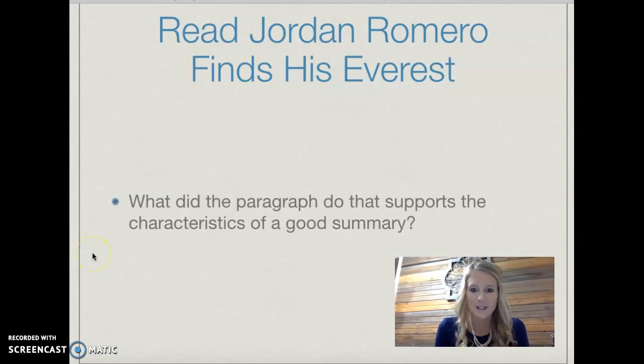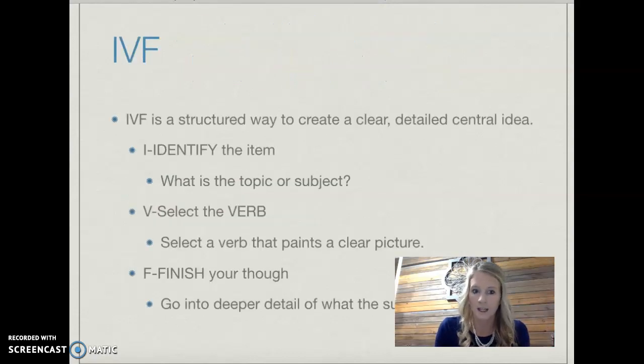Okay, so now that you have read that article and talked with your partner, I'm hoping that some of the things you said were that the topic sentence was right at the beginning of the paragraph and that it was very clear and exactly detailed enough to know exactly what the paragraph would be about. I hope you also said something along the lines of it being well organized in a specific order with only important details.